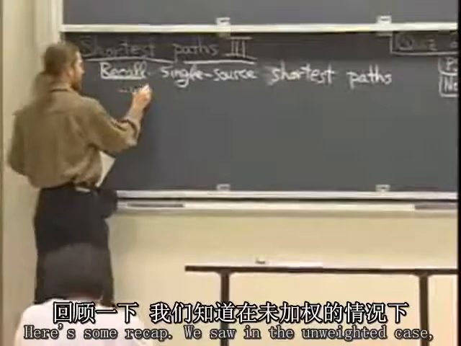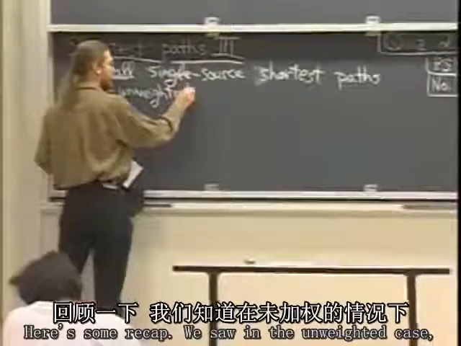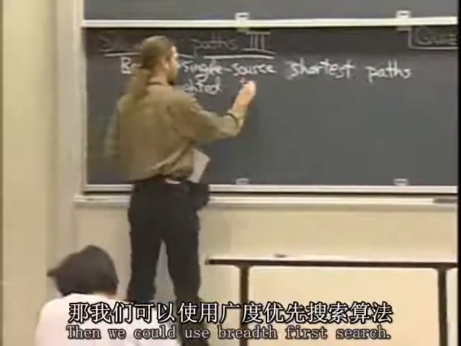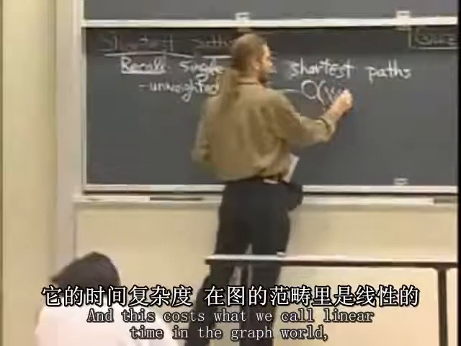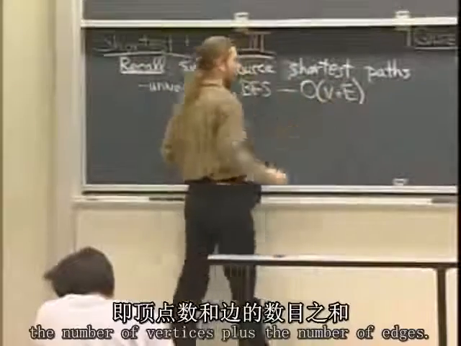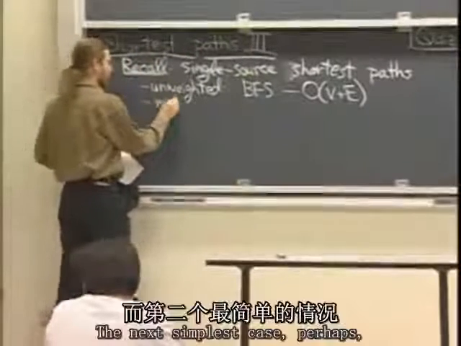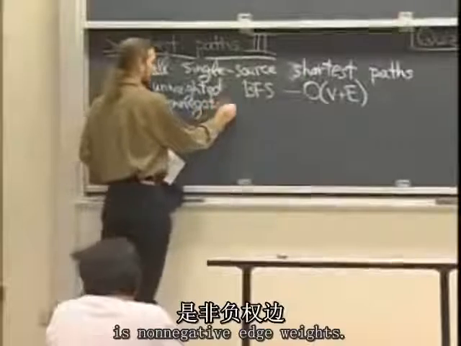Here's some recap. We saw in the unweighted case, that was sort of the easiest, where all the edge weights were 1, we could use breadth first search. And this costs what we call linear time in the graph world: number of vertices plus number of edges. Next simplest case, perhaps, is non-negative edge weights.